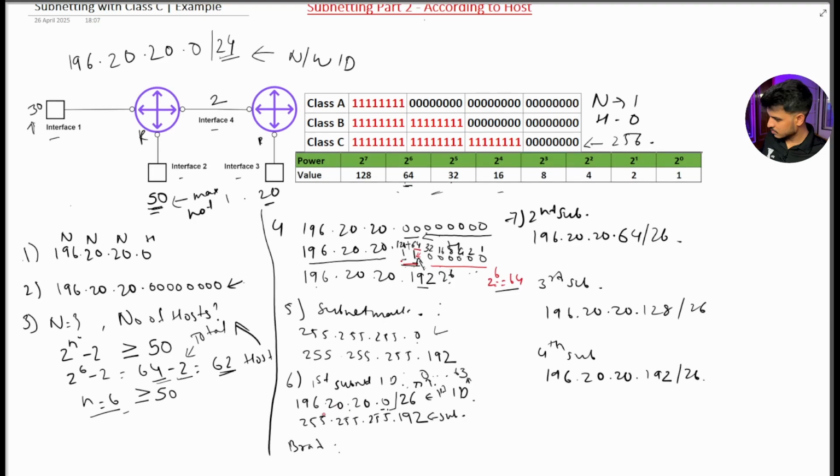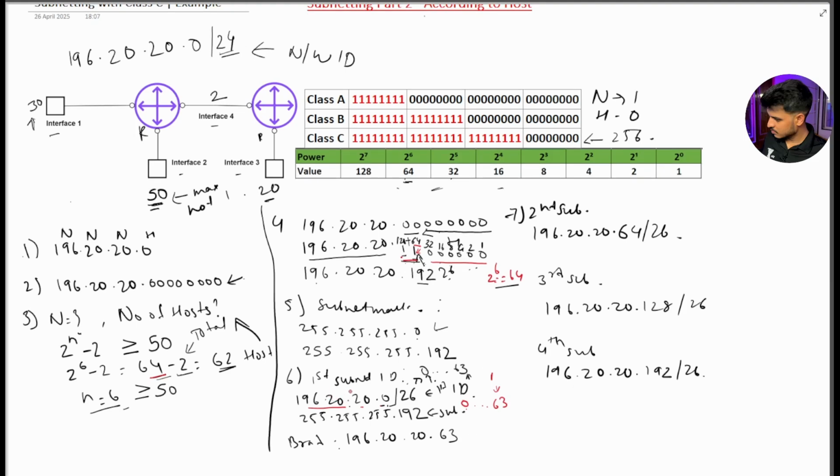Now what will be the broadcast IP for this first subnet? If we see the total usable IPs for this range, it is 64. So it will start from 196.20.20.0, and from 0 it will go up to 63. As it goes up to 63, our first IP was always the network ID or subnet ID, and our last IP is always the broadcast IP, so our broadcast IP will be 196.20.20.63. Okay, so now that we have defined 4 different subnets, we can allot them to different network interfaces.